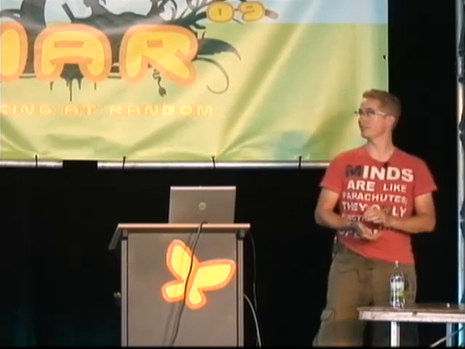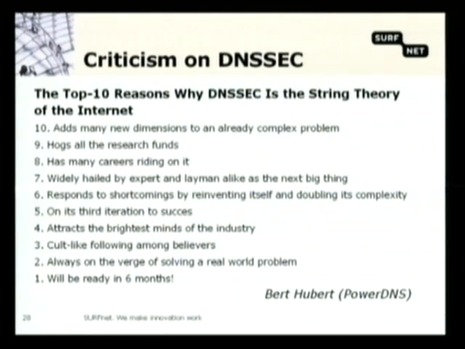Now you're going to ask me, is there no criticism of DNSSEC? Well, Bert Hubert, who gave a talk yesterday, has been a very vocal critic of DNSSEC, and he said that DNSSEC is the string theory of the internet. It has a cult-like following. It will be ready in 6 months, etc., etc. And really, it is something nasty and horrible and hard to do. And actually, he's right.